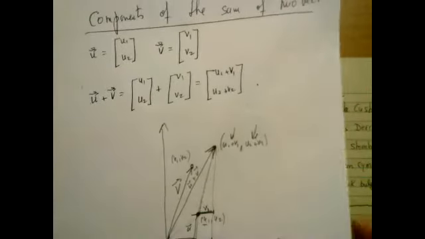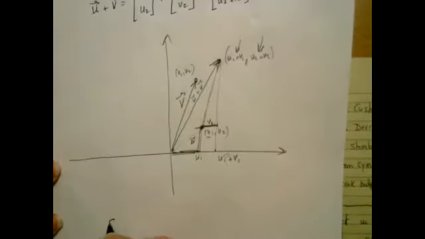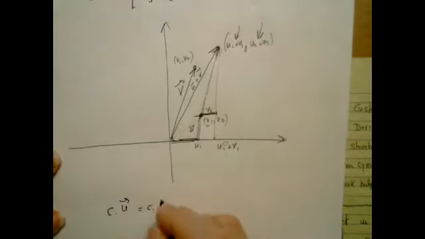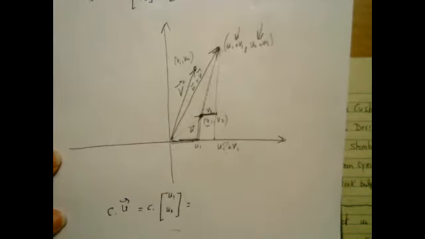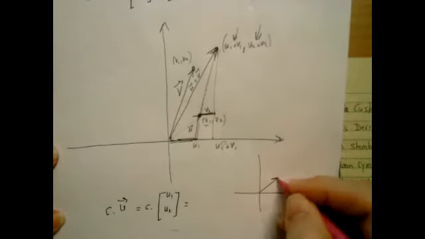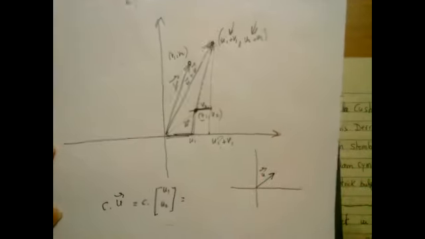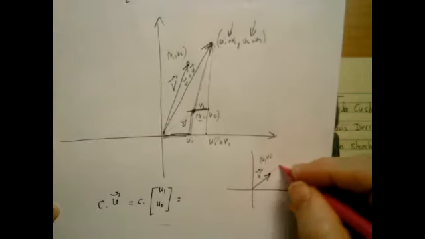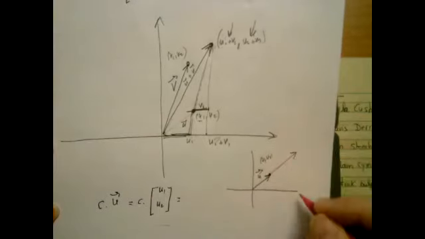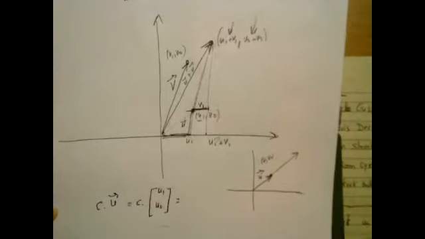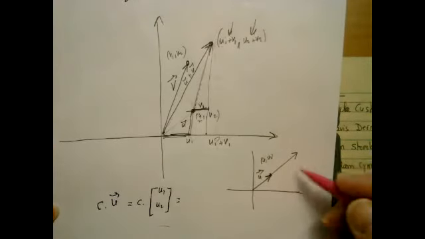Now the last thing is, what if I take a vector and scale it? C times u. My vector has components u1, u2. So you create another vector, and we know how to scale. Suppose this is my vector u, and it has components u1, u2. You take it and you scale it. You're creating a whole new vector. Then the question is, what are the components of the new vector you're creating?